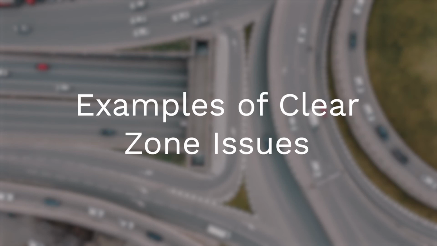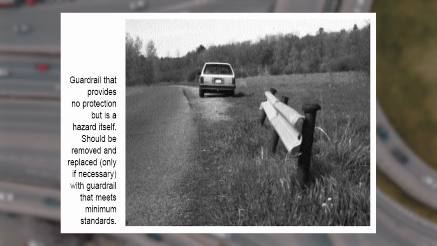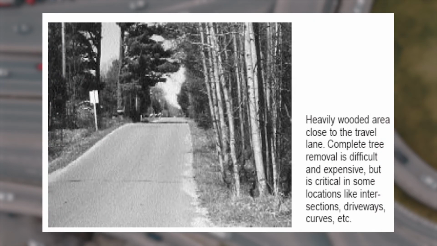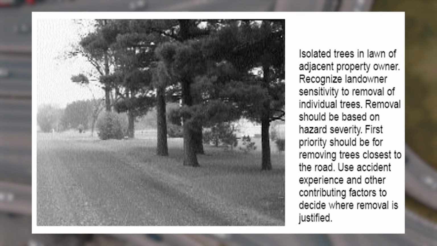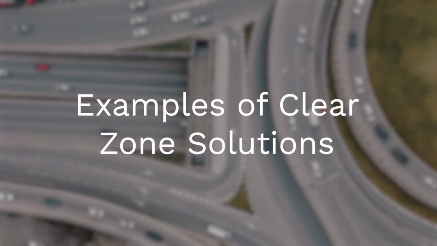Let's look at some examples of clear zone issues. This is a guardrail that's really providing no protection, but in itself is a hazard. Here's a heavily wooded area that is close to the travel lane. Isolated trees in the lawn of an adjacent property may actually be a clear zone hazard in and of themselves. Here are some examples of clear zone solutions as provided by the AASHTO Roadside Design Guide.